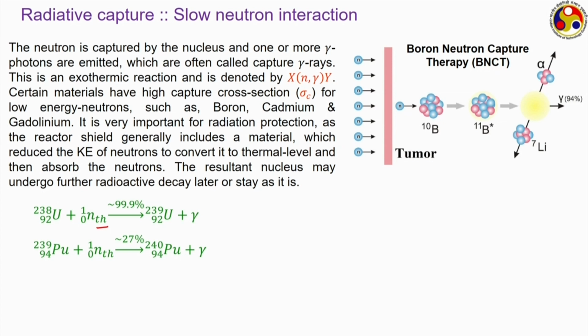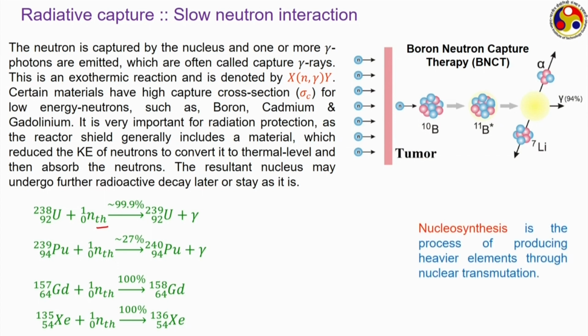Similarly, a thermalized neutron when it strikes plutonium-239 leads to plutonium-240 formation, but the corresponding probability is only 27%. We can have certain other reactions also, like gadolinium that was mentioned. When it receives one thermal neutron, it immediately absorbs it, and there is 100% probability of that. So, for xenon-135.